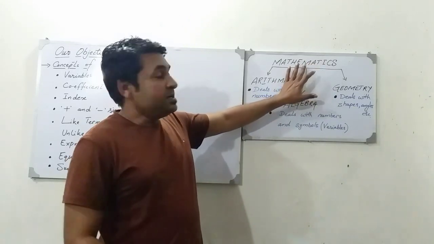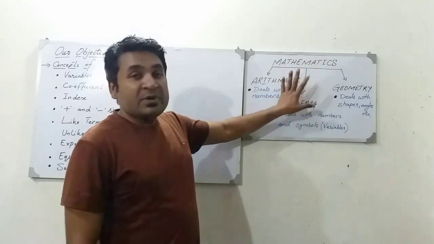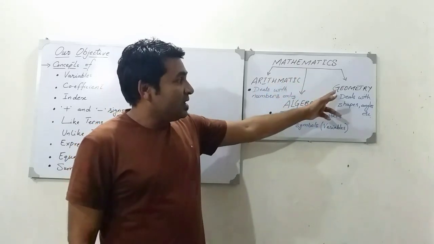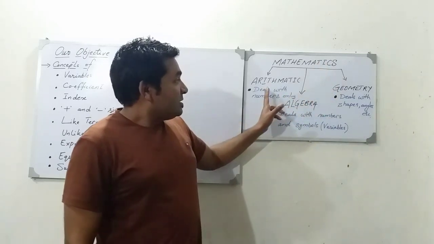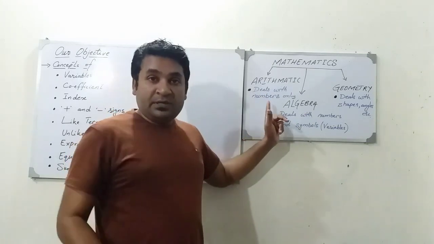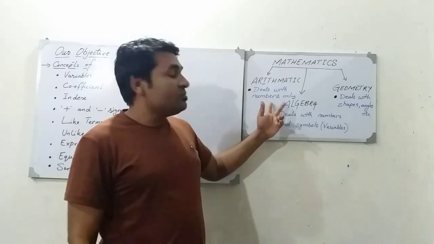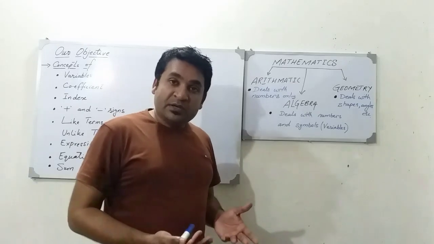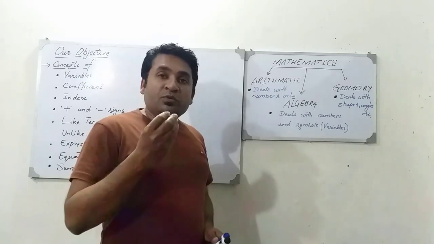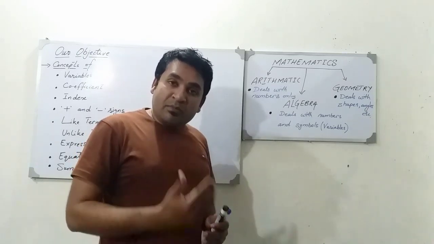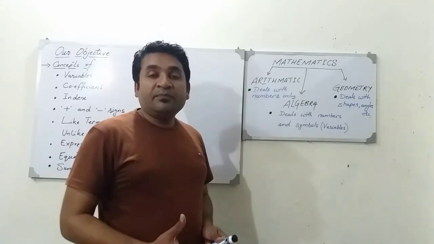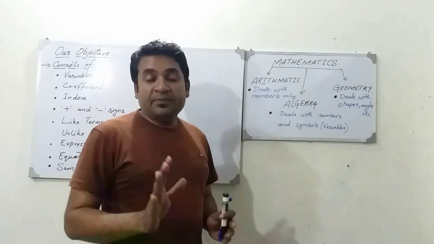So you know that mathematics is basically divided in three branches: arithmetic, algebra, and geometry. In arithmetic, we deal with numbers only. Numbers like 10, 100, 1000, 1, 2, all two digit, three digit numbers. We add, we subtract, we multiply, we divide them, but we only deal with numbers.